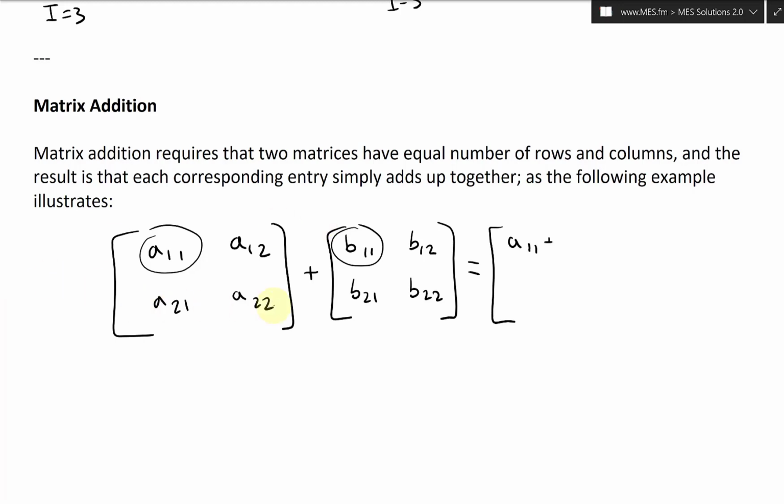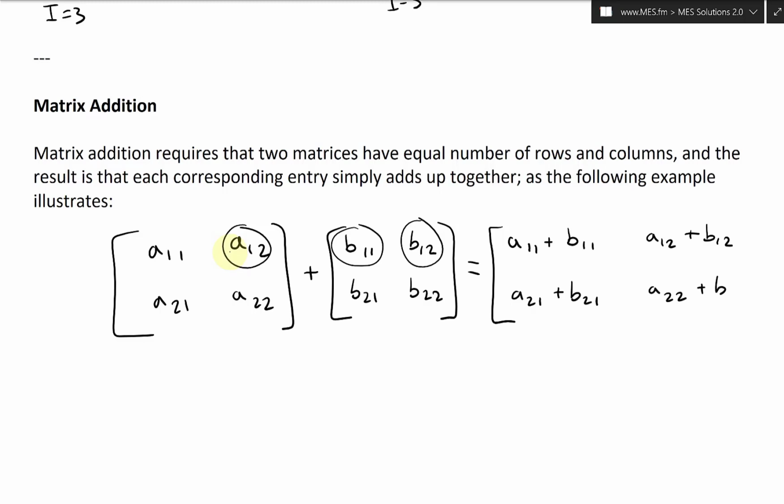So A11 plus B11, like that. And the next one is going to be A12 plus B12. So yeah, this one's much simpler than multiplication. And then likewise here is going to be A21 plus B21, and then A22 plus B22. Like that.